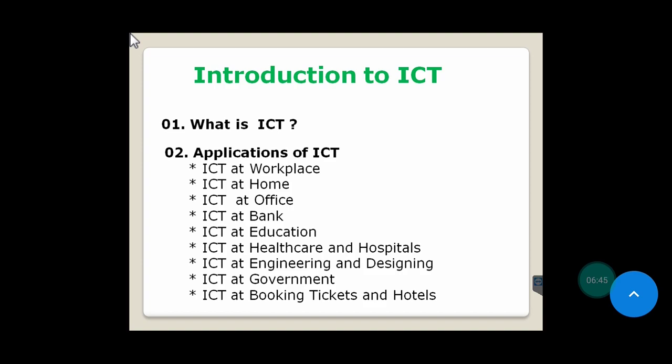Next, ICT at government. It is used for exchange of information, communication, transactions and many other services between government and the citizens. It helps in maintaining records and analyzing the data of all citizens in the country. Next, ICT at booking tickets and hotels. Computers are used to book tickets for movies, flights, train, etc. We can book hotels also.